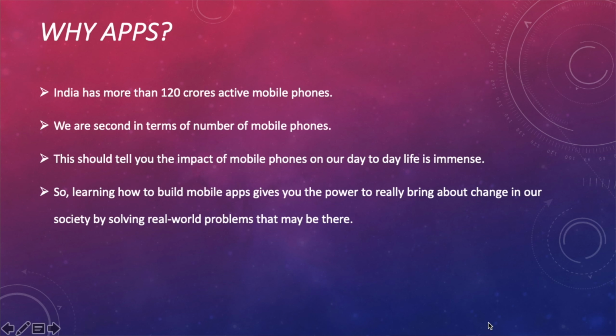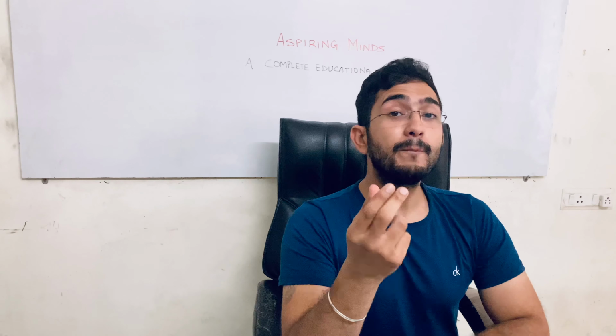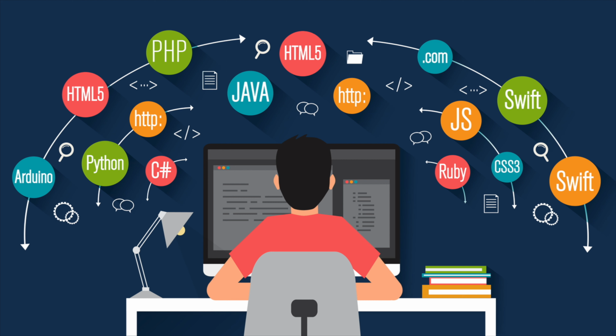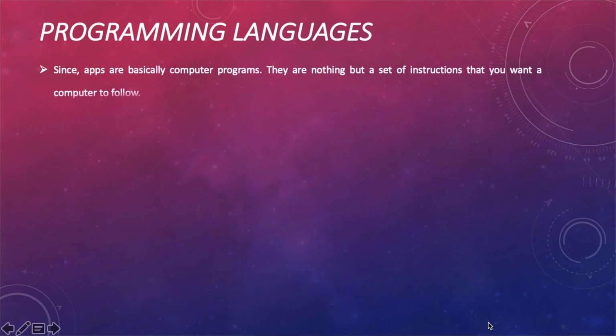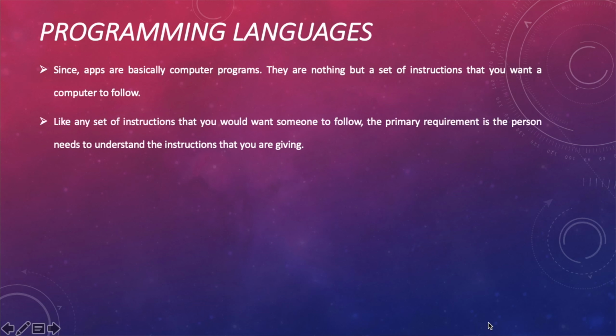But now the question is, how do we learn to build apps? Before that, we must understand programming languages. There is a term called programming language and we need to learn it. Since apps are basically computer programs, they are nothing but a set of instructions that you want a computer to follow, like any other set of instructions you want someone to follow.